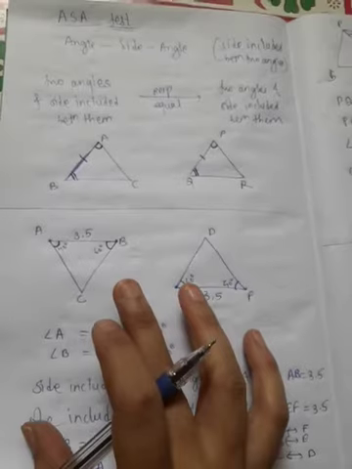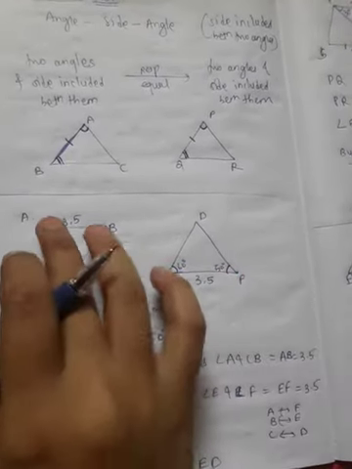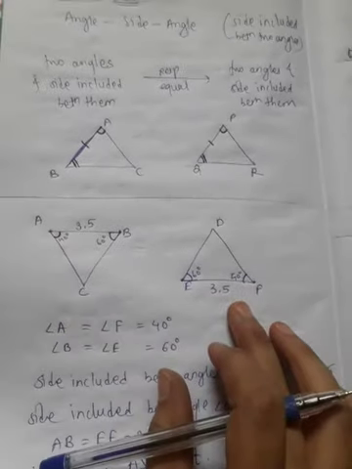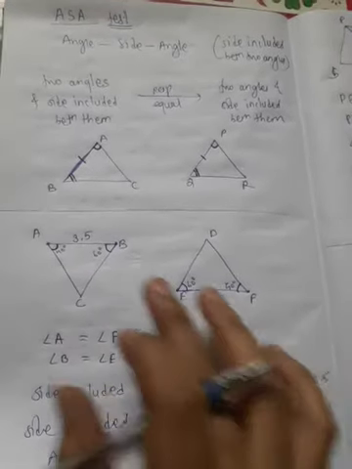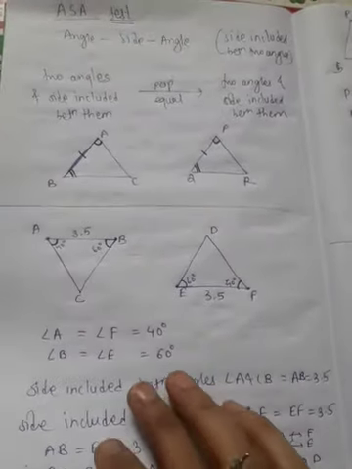So here we can apply the ASA test to check congruence of triangles. But when we apply this test, we must be given two equal angles and the side included between them also equal; only then can we apply the ASA test. Okay, let us see one more example.